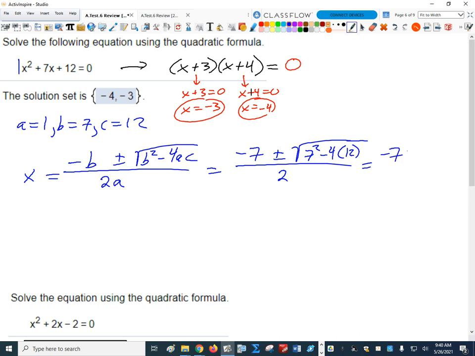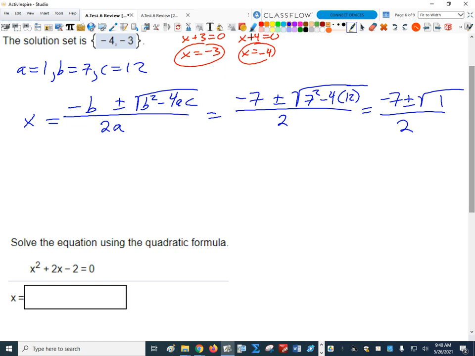Well, that's negative 7 plus or minus the square root of 49 minus 48. That's 1, right? And so that's just 1. The square root of 1 is 1. And so we end up with negative 7 plus or minus 1, over 2.